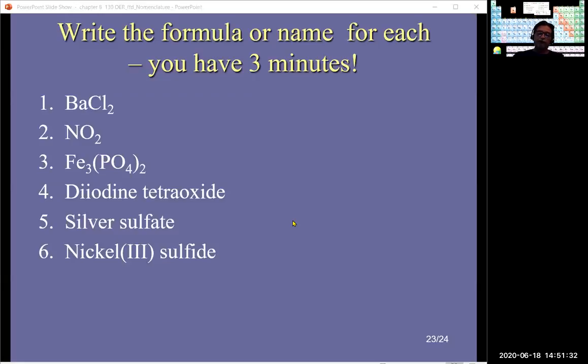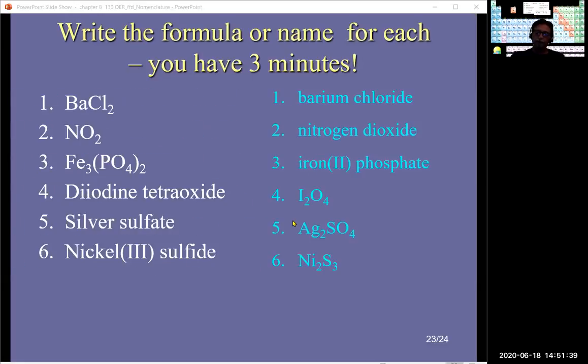Okay, you might want to try these at home, but we can go very quickly. We got barium chloride. Okay, nitrogen dioxide, just like carbon, replace the carbon with nitrogen. Now you got nitrogen dioxide. We got iron phosphate, specifically iron 2, because the phosphates are each -3, and there's 2 of them. So our common number is 6, so that means we need 3 irons because each one is a +2.